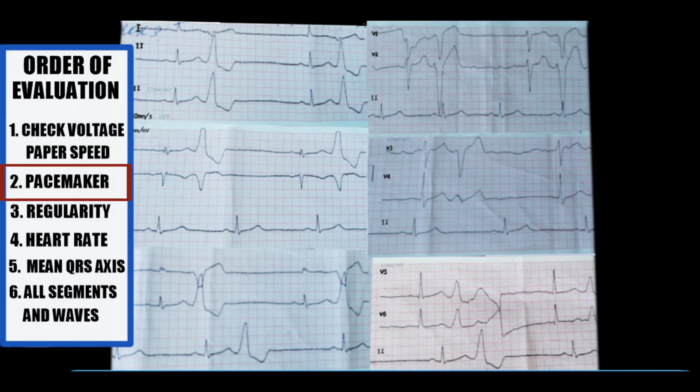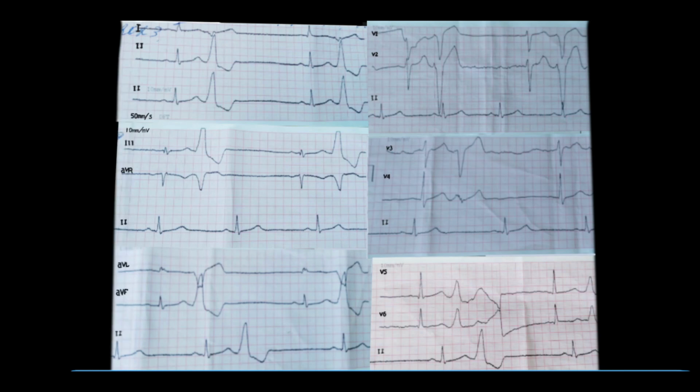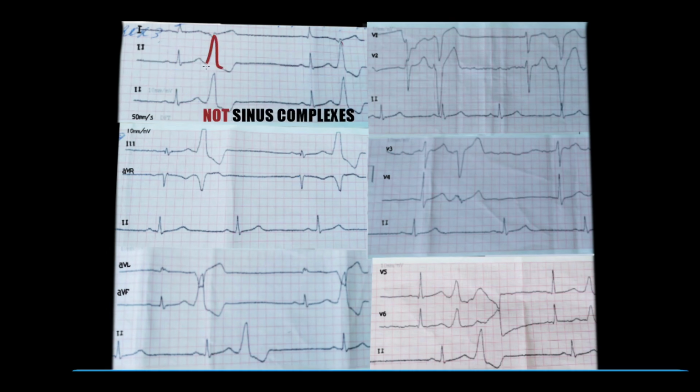The next step is pacemaker of the heart. For evaluation the pacemaker of the heart, let's find the P wave in second standard lead and AVR. If P wave is located before QRS complex and it is positive in second standard lead and negative in AVR, this is sinus rhythm. So as a result, some complexes are definitely sinus and some are not.